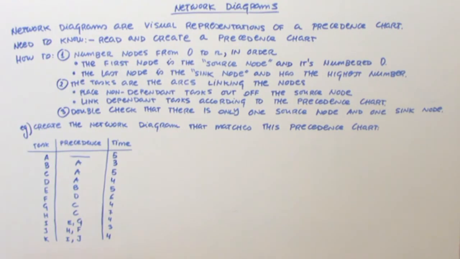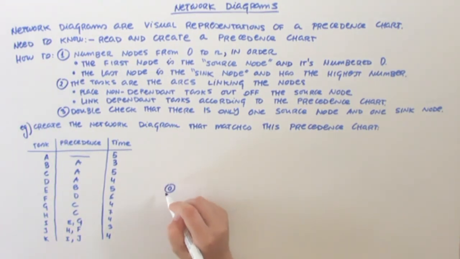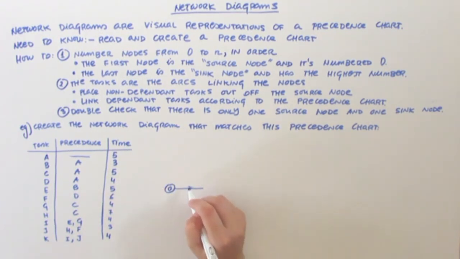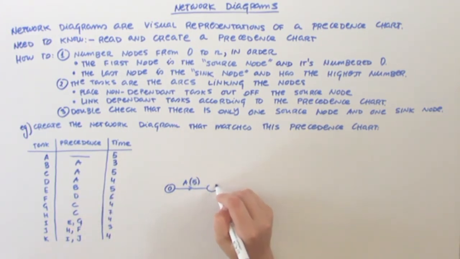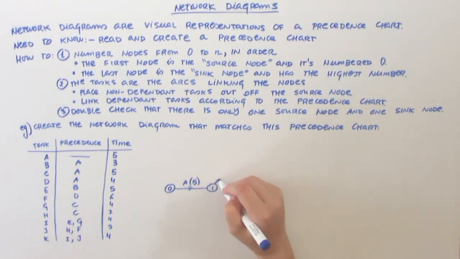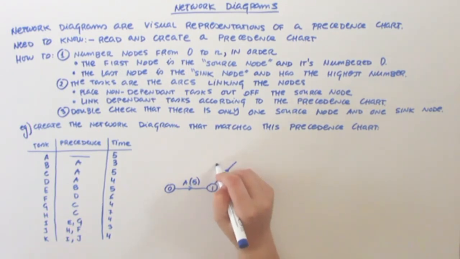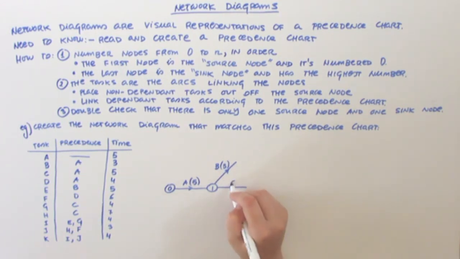So the very first thing is to draw the source node, number it 0. And I see one non-dependent task, A, with a duration of 5 units of time, coming out of there. Now I see 3 tasks that depend on A: B, C, and D. So all of them are going to branch out of here, and I label them as I go. It's much easier than trying to find them later. And I put the duration in brackets as I go as well.